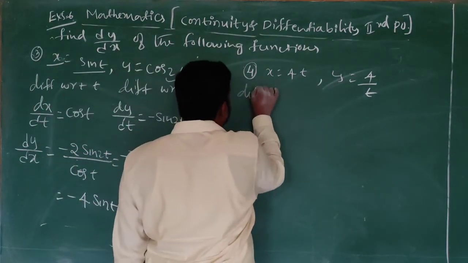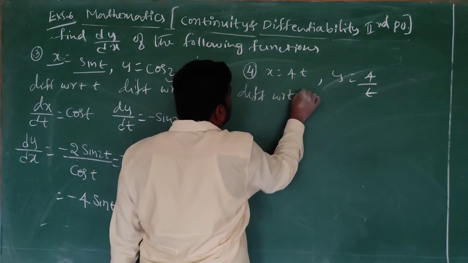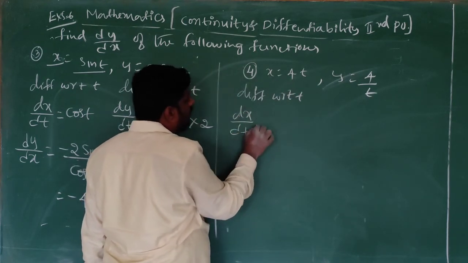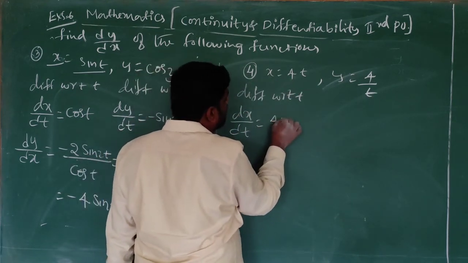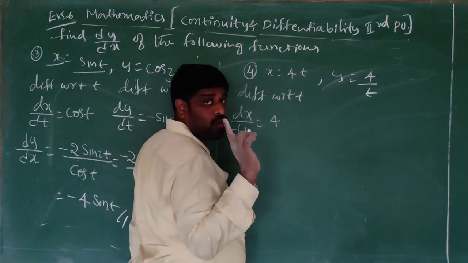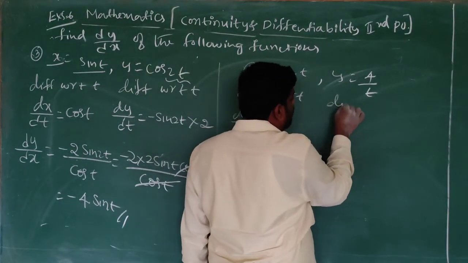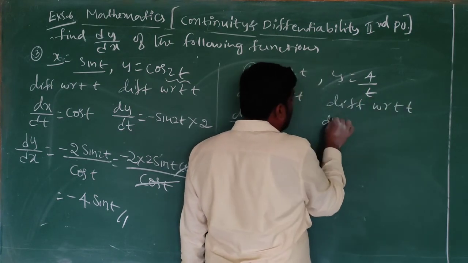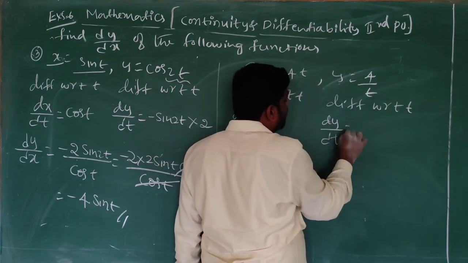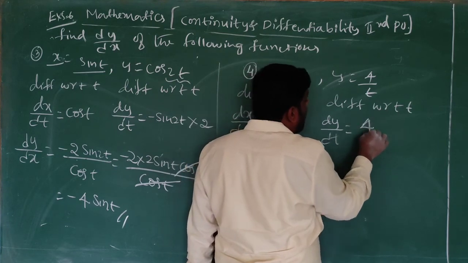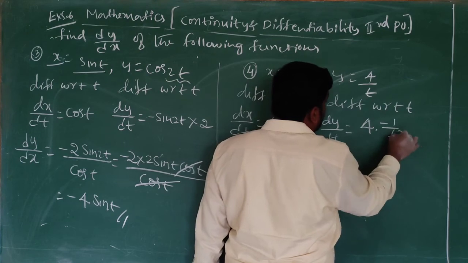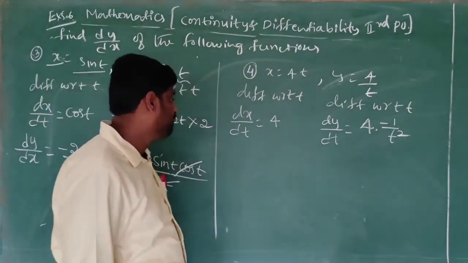So differentiate with respect to t. x differentiation is dx by dt: 4 as it is, t differentiation is 1. So here also differentiate with respect to t. y differentiation is dy by dt: 4 as it is, 1 by t differentiation is minus 1 by t square.